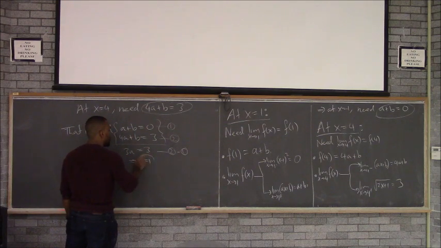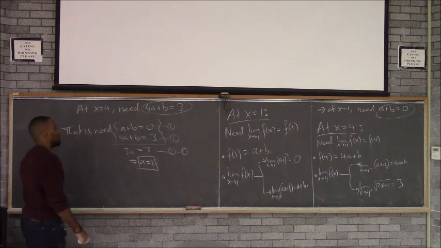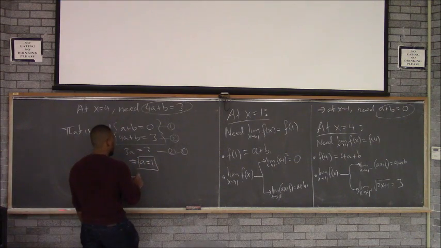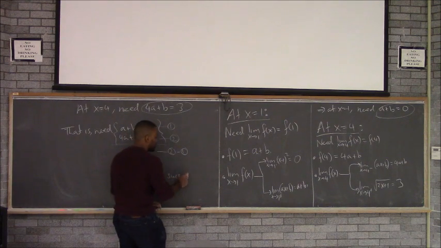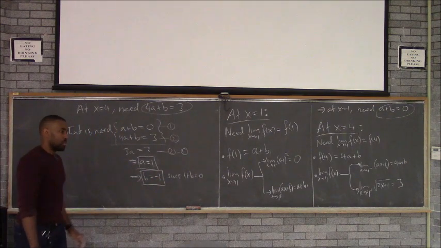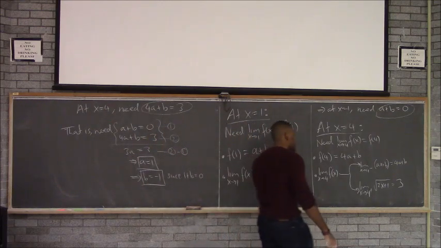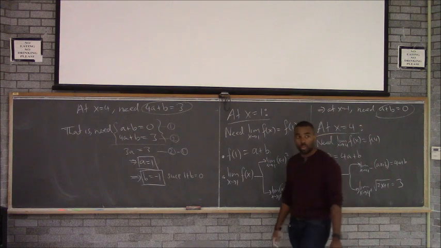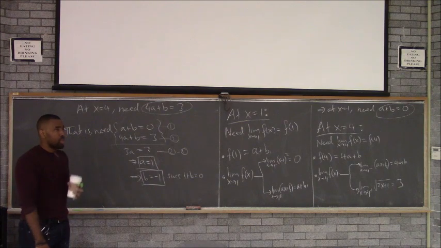This means that my a must be 1. And that's actually a part of the answer. And this immediately means that b equals minus 1, because 1 plus b equals 0. So that's the answer. For this function to work out, we need a to be the value 1 and b to be the value minus 1. Any questions on that?